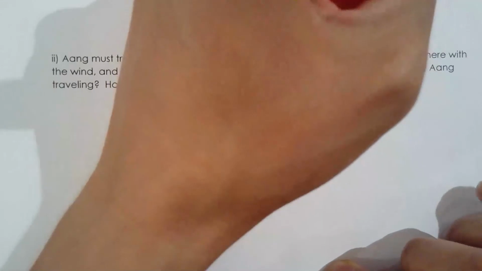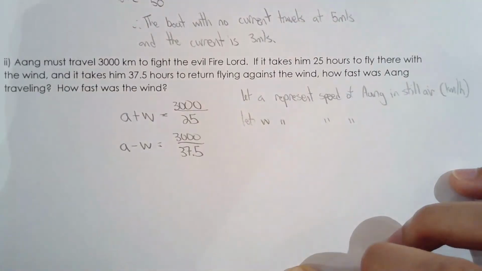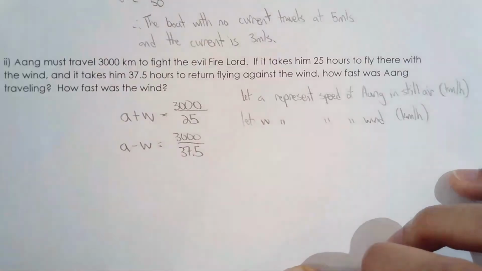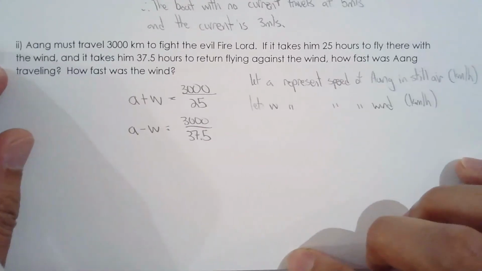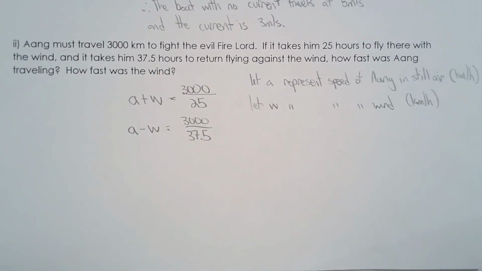Okay, let A represent speed of Aang in still air, so with no wind, in kilometers per hour. And then let W represent speed of wind in kilometers per hour. All right, let's see, what's the answer here?